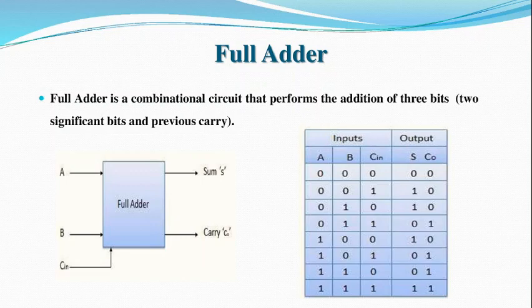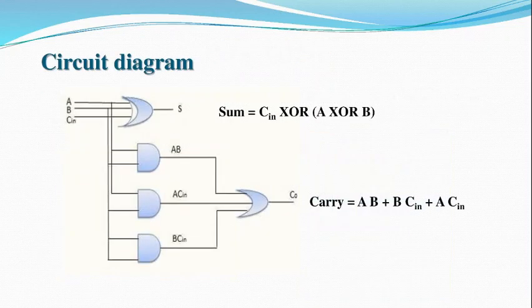We can see that the output of sum is high whenever there is an odd number of 1 inputs, and the C0 bit is high if at least 2 or more inputs are high. A full adder is built using AND, OR and exclusive OR gates. Full adder circuits are extensively used to perform addition on binary numbers.